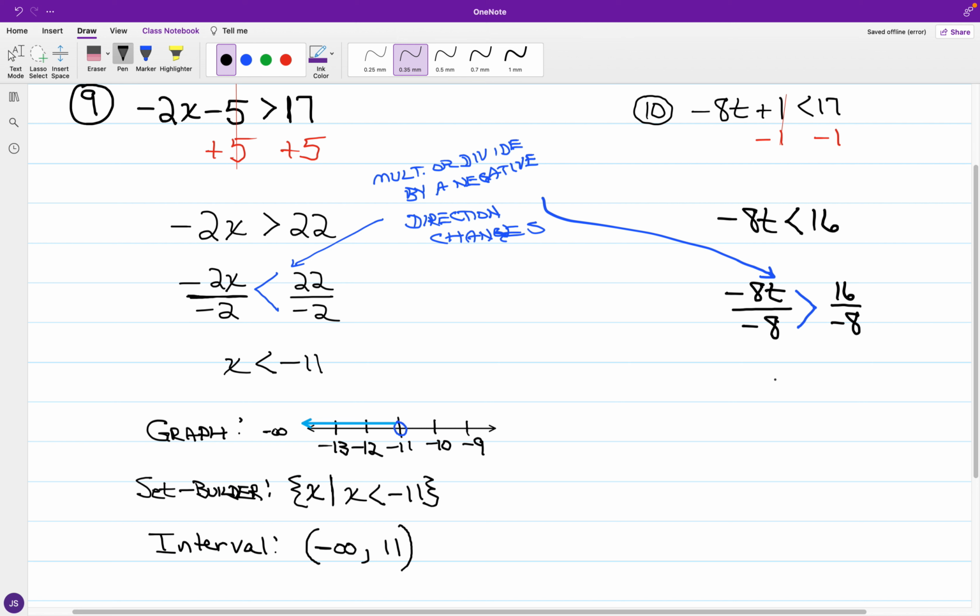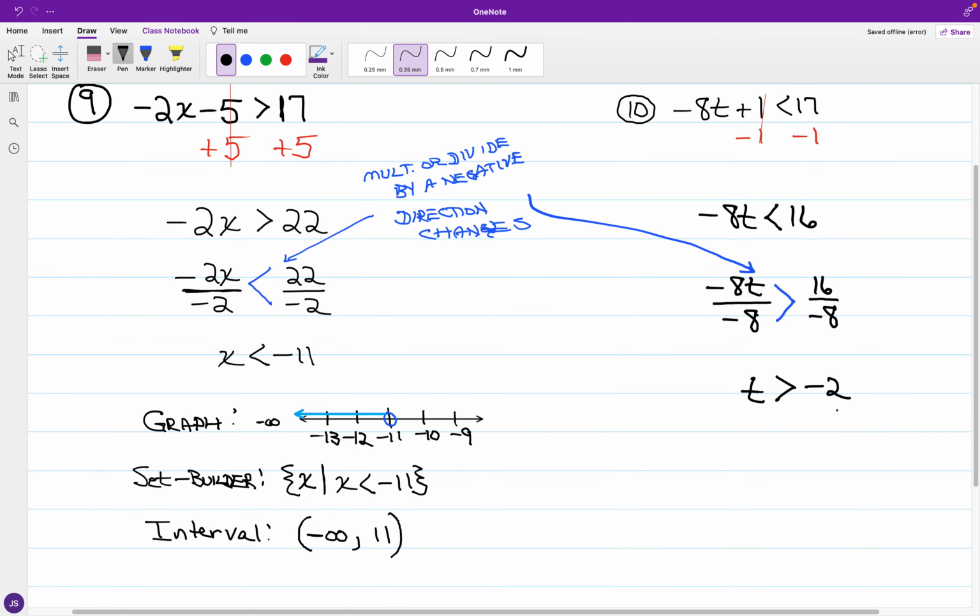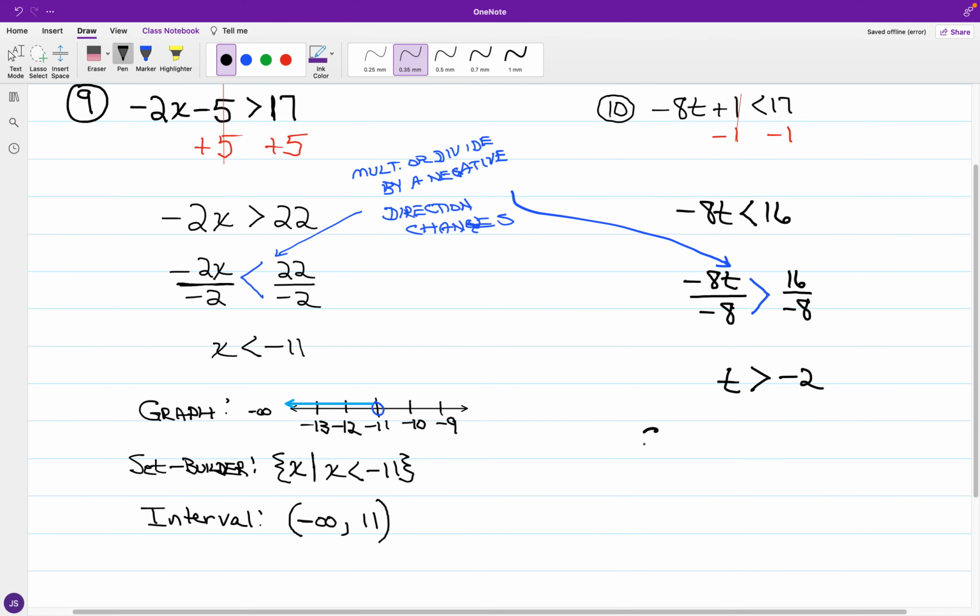Okay, so for what we have on the left hand side, we have t, and we have is greater than, and 16 over negative 8 will be negative 2. So this is going to be the inequality solution.